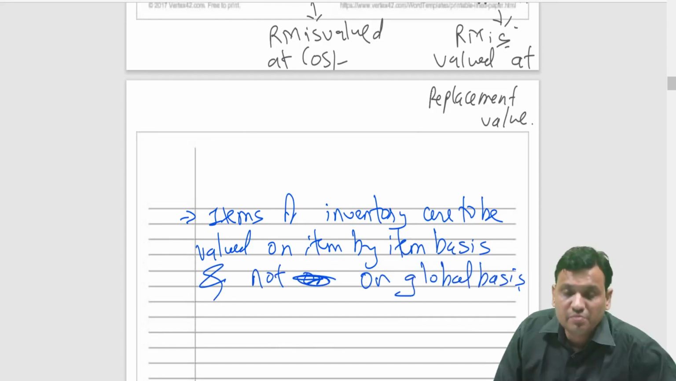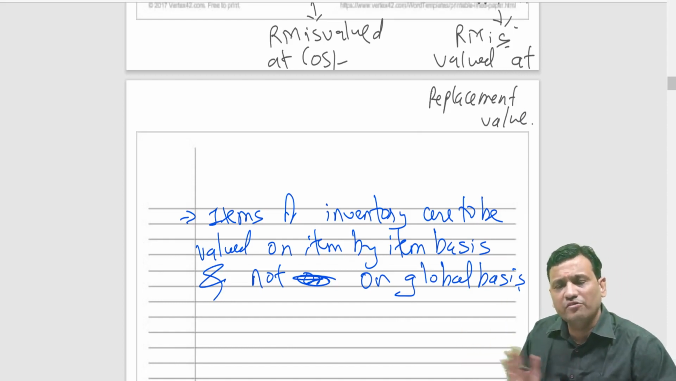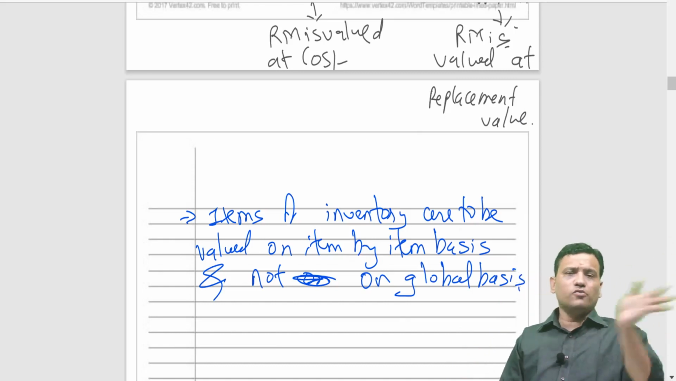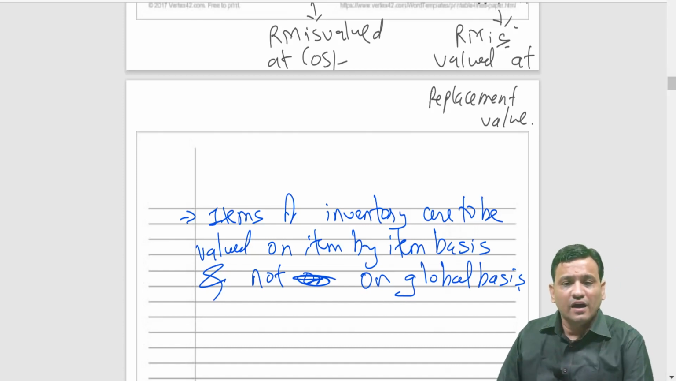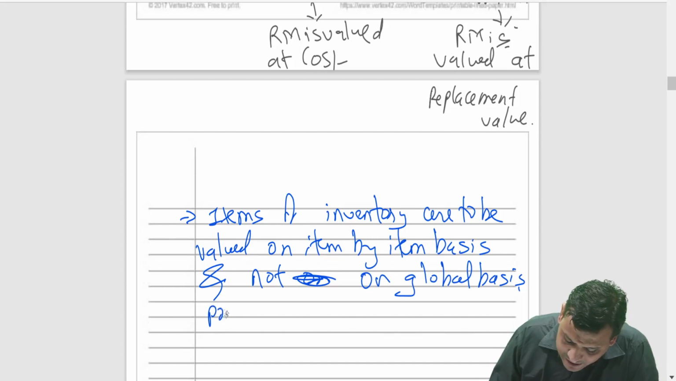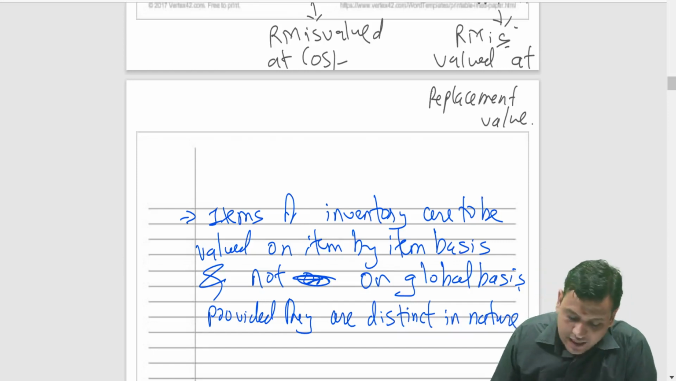See friends, what does it mean? It means you have A, B, C, D, four items. You have the cost and NRV of all the four items. It does not mean you will bring the total of all costs and the total of all NRV. You will find it out on an individual basis. Items of inventory are to be valued on an item by item basis and not on a global basis, provided they are distinct in nature.